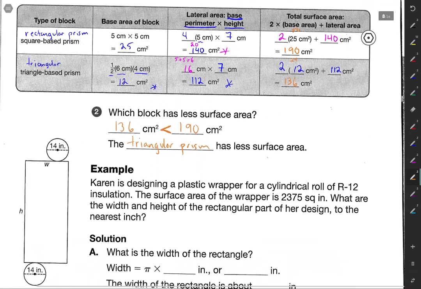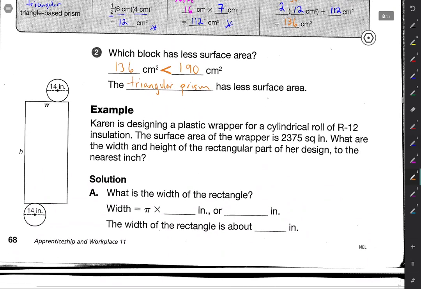In the next example here, we have to work backwards a bit, and you'll see in one sec. So Karen is designing a plastic wrapper for a cylindrical roll of R12 insulation. The surface area of the wrapper is 2,375 inches squared, or square inches. So you'll see they give us the surface area here.